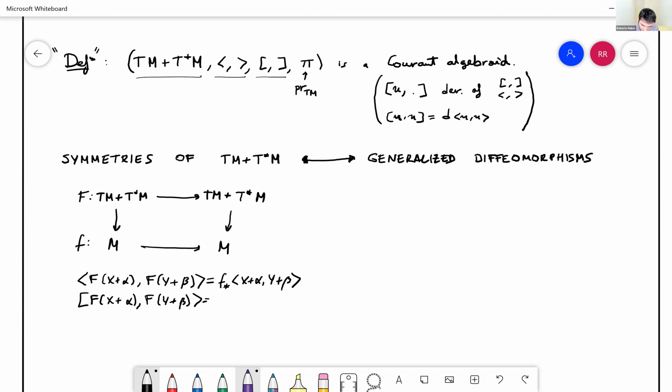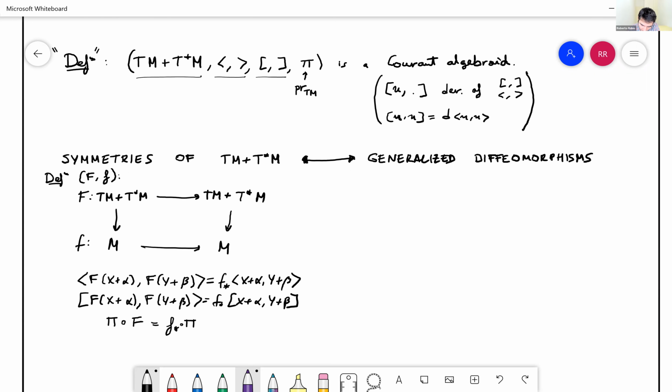and as you can imagine, they will satisfy the same properties for the bracket and also actually the projection to M. So if I do first F and then the corresponding pi there, this will be the same as this in here. So this is the definition of a generalized diffeomorphism.